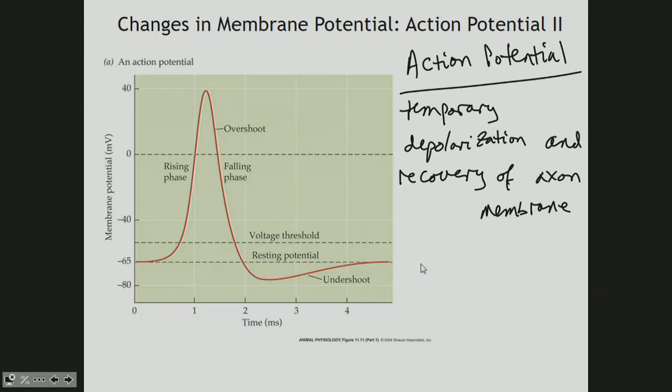And so what's going to happen is you have a rising phase, an overshoot, a falling phase, and then an undershoot, and then it's going to come back to where it started. And we can talk about what's happening in these different phases. Notice there's a voltage threshold here and a resting potential line here. So we start out at a resting potential. We depolarize the cell to the point where it's enough to surpass a voltage threshold, and then an action potential is fired. And then there's a recovery that comes back into place to get you back to the Vm.